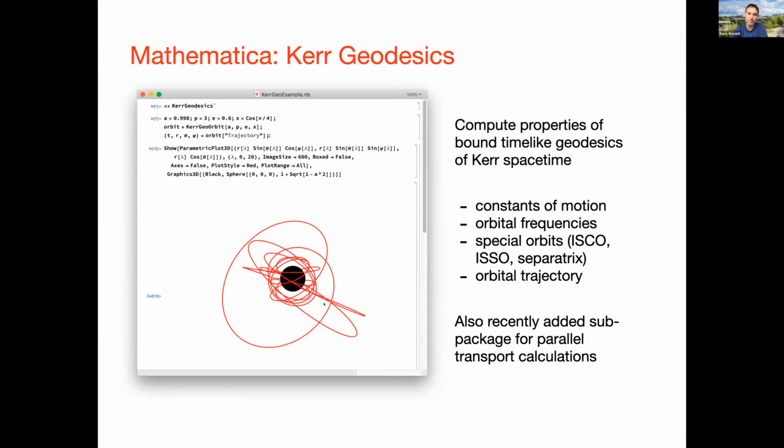So it's good for visualization, but it's also good for lots of more serious physics calculations. For example, say you want constants of motion, you want to know the orbital frequencies, you want to know about special orbits like the innermost stable circular orbit or the innermost stable spherical orbit, or the separatrix between bound and unbound orbits. And as I said, you can also get the orbit trajectory. Relatively recently, a couple of years ago, there was also a sub-package added for doing parallel transport along those geodesics.